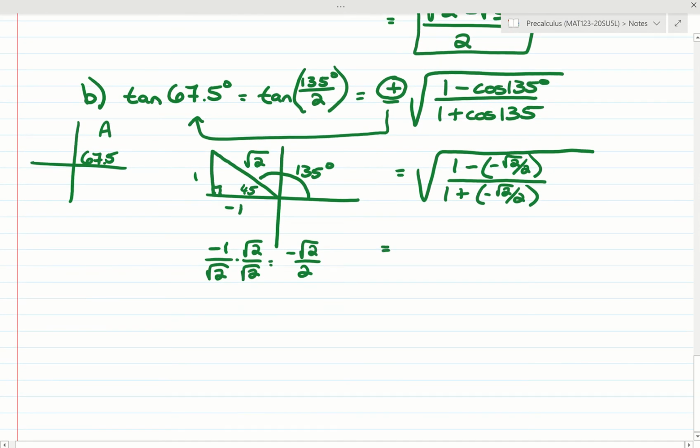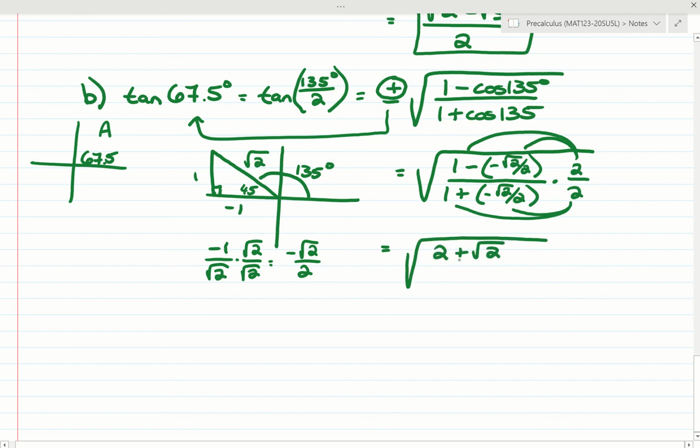We have another fraction on top and bottom. So I'm going to multiply top and bottom by 2 over 2. That'll take care of our fraction, and then we'll see what we're left with to clean up. We're going to have the square root of 2 plus root 2 on top, over the denominator, which is going to be 2 minus root 2. So inside of our radical, we still have a radical in the denominator. So let's get rid of that.